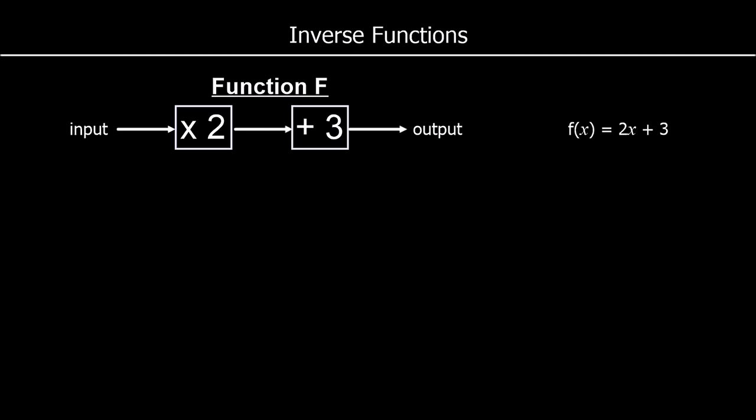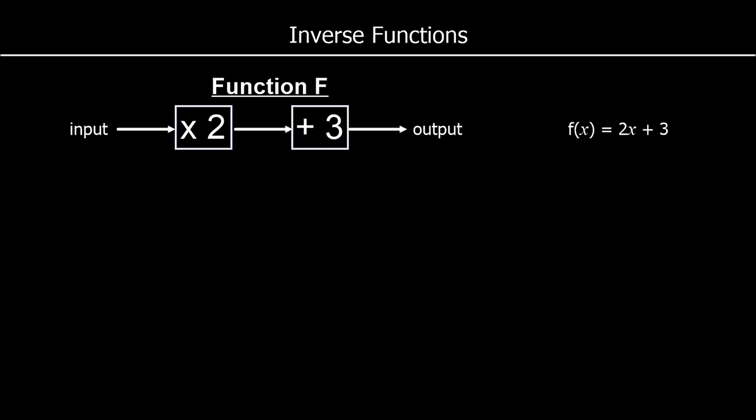Here we have a function f, which takes an input, multiplies it by 2, then adds 3 to get an output. Or f of x equals 2x plus 3. When we're looking for an inverse function, we're looking for the function that does the opposite to this function.